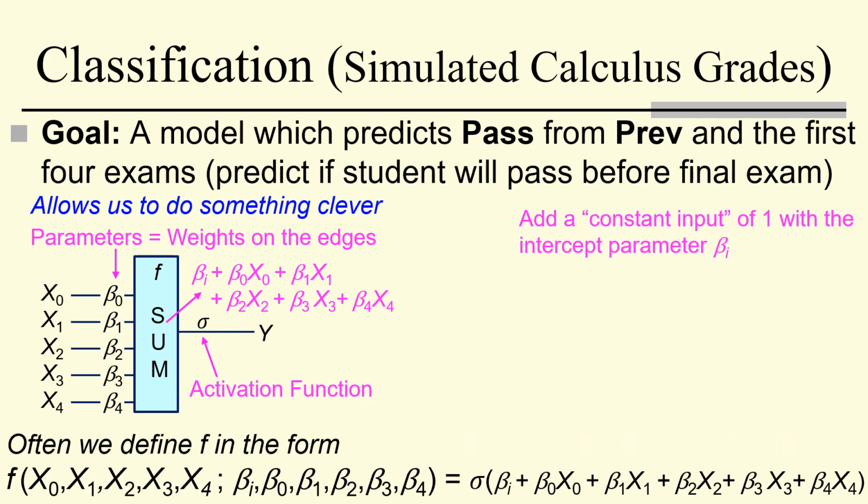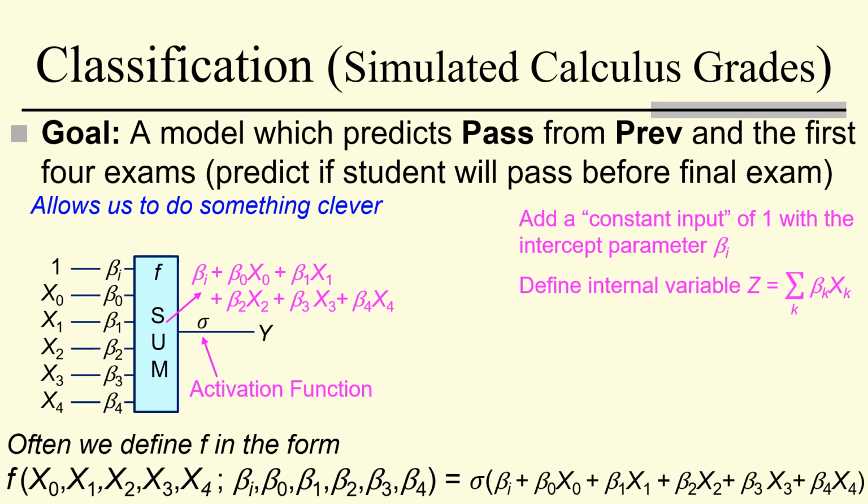Now what if we add a constant input of 1 with the intercept parameter beta sub I? Well, what we have in that case is now the beta sub I corresponding to a constant 1 plays the same role as all the rest of them. So when we define our internal variable, it truly is just the sum over k beta sub k x sub k, where the x sub k when we get beta sub I is just the number 1. Now we have our z internal variable and our activation function.